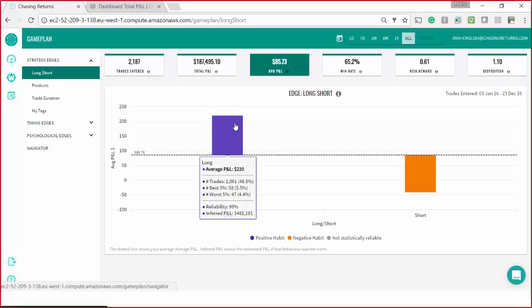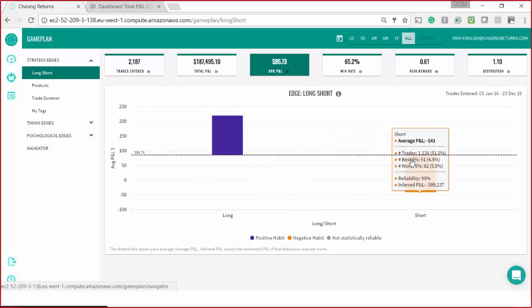And if you go over to the short side, you'll see the opposite. You'll see that he loses on these trades, €40 per trade. The inferred P&L in this particular case is almost 100K of a loss. And that's saying if this behavior is how he traded all the time, that's how much money he would have lost.